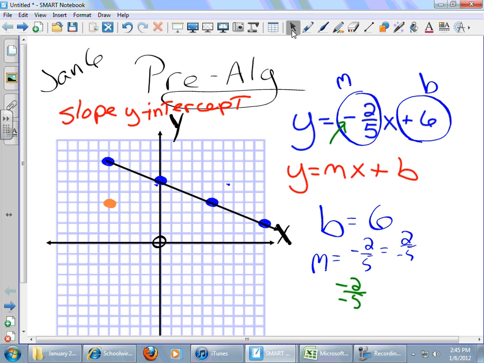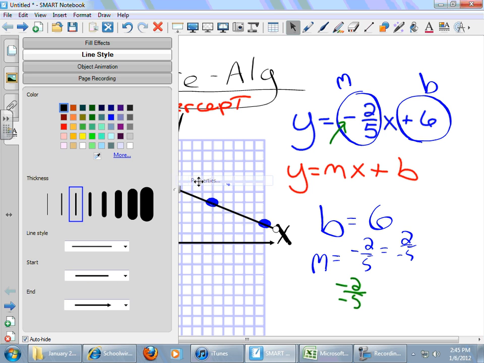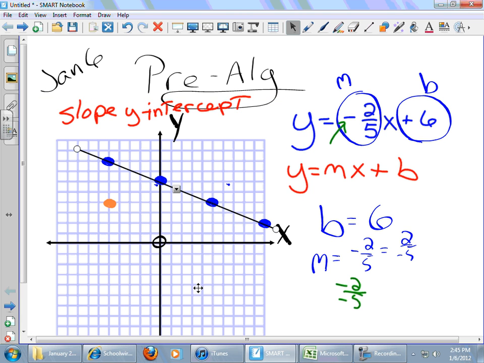Okay, so I draw my line in like that. It's hard to get it exactly perfect, but I'll do the best I can. And that's pretty darn good. There you go. Easy. Okay, remember, this one is wrong. Don't do it. Don't make them both negative.